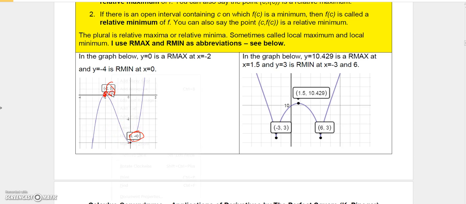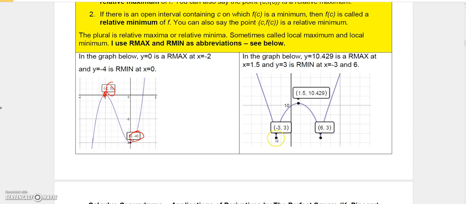Like I can say that x equals -2 is where this maximum occurs, and I can say at x equals 0 is where this minimum occurs, but 0 and -2, those are not the extreme values. The y values are the extreme values. Okay, look at this one.